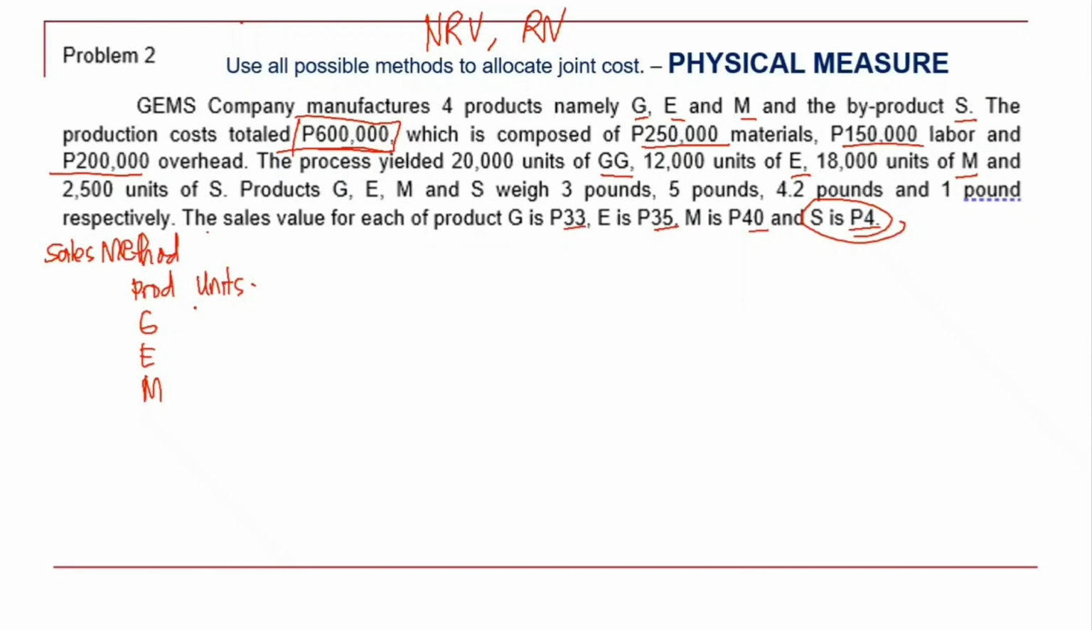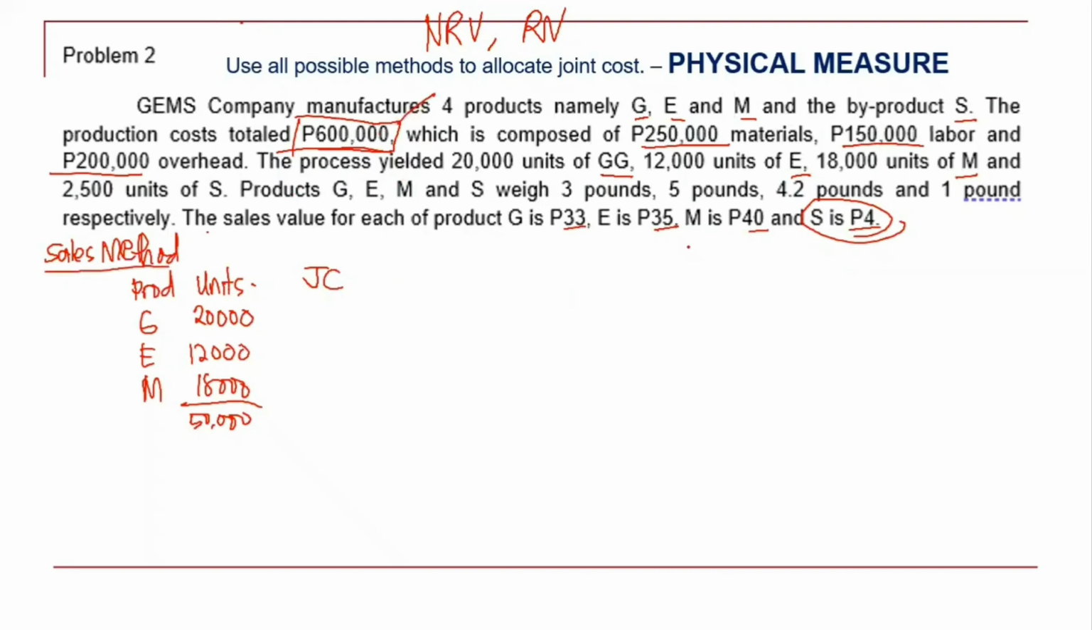So sa units, we have 20,000 for G, 12,000 for E, and 18,000 for M. Ayan. Total units ay 50,000. So therefore, that would be the basis for the allocation of joint cost. Ang joint cost, magkano allocate natin joint cost? And the same amount, 600,000. Why? Kasi nga, sales method.